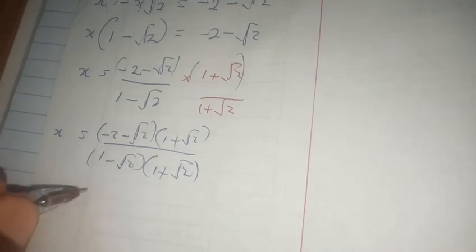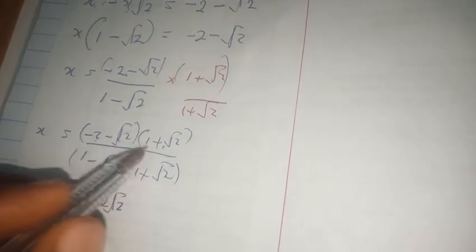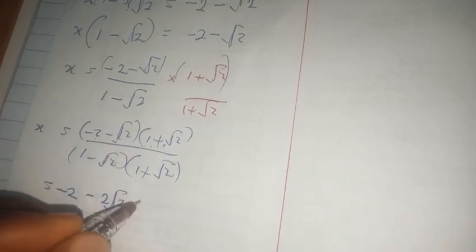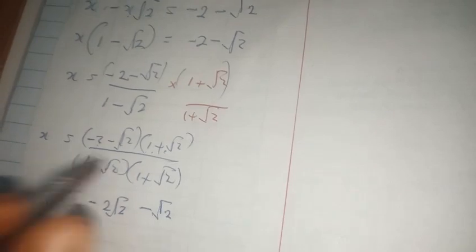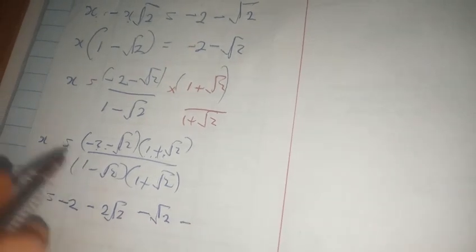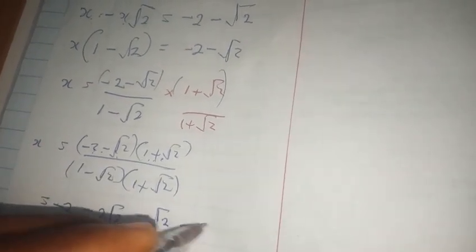So in this case, we'll open a bracket. We have minus 2 times 1 is minus 2, times this is minus 2 root 2. This times this is minus root 2 times 1 is minus root 2. Minus times plus is minus. Note root 2 times root 2 is still 2 when we did earlier, all over.